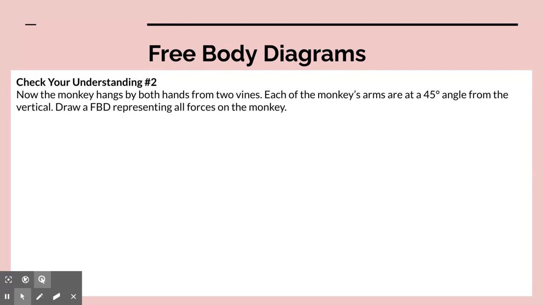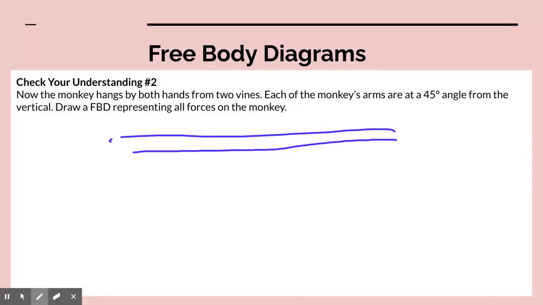Okay, so the monkey has now moved on from his boring old branch to now there is, at a spot on the branch, 2 vines. And the vines just happen to be somewhat like this. They said about a 45 degree angle, give or take. Or the arms are at a 45 degree angle. So not the vines, but the arms are at a 45 degree angle.